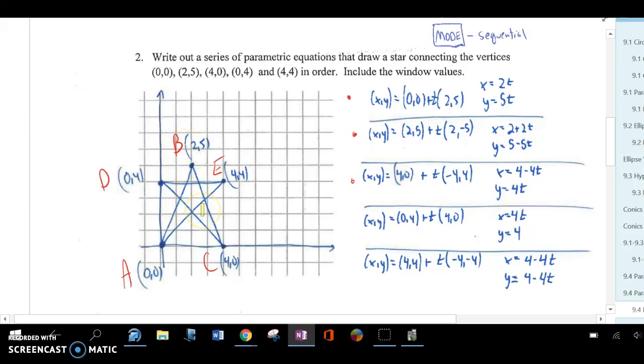From B to C, it's starting at 2 comma 5. And then from 2 comma 5 to 4 comma 0, it's going right 2, it's going down by 5. So this is kind of like a slope, right 2, down 5. And so then from here we have x equals 2 plus 2t, and y equals 5 plus negative 5t. So that's going to be our second parametric. We do the same thing for C to D, D to E, E to A. So we get all these parametrics, always with the initial point plus the change times t.